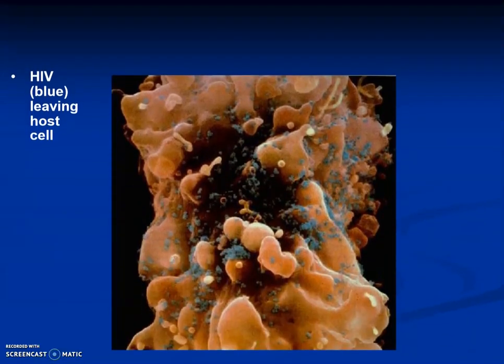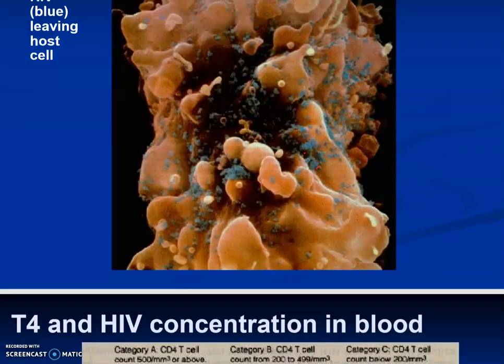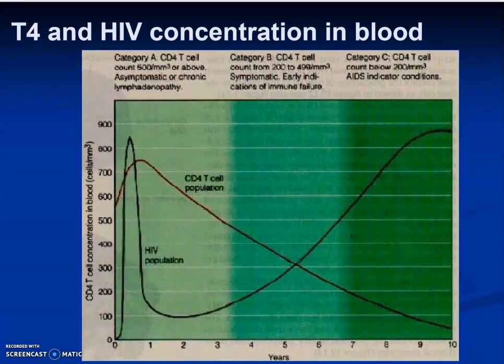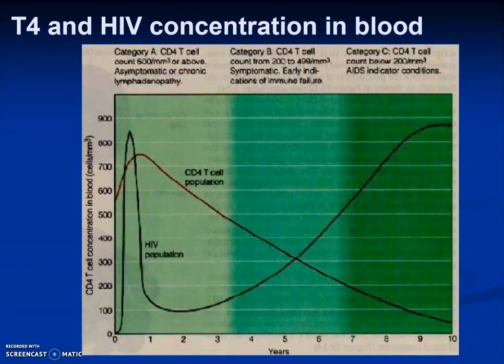So here's a kind of famous picture, HIV in blue, these little blue particles, you can see them right here. They're leaving the host cell, budding off of the host cell. Okay, so here will be the typical progression of HIV infection by looking at the helper T cell decline in blood, and that's a very similar graph to what we had for the lecture slides.